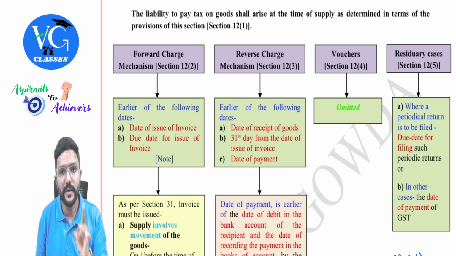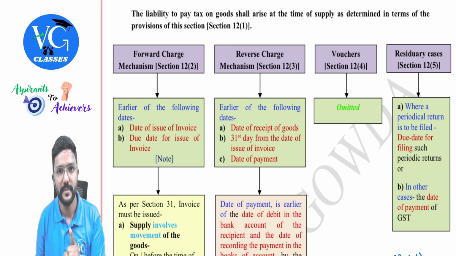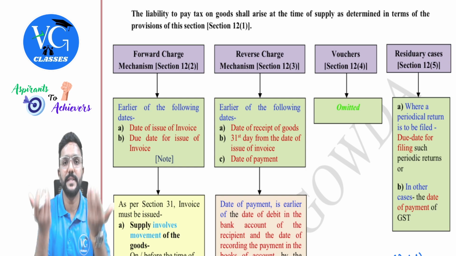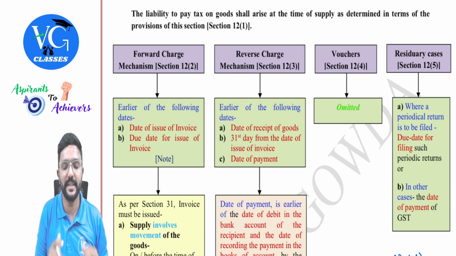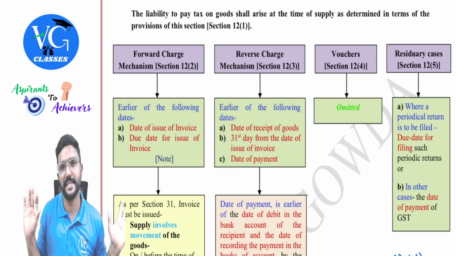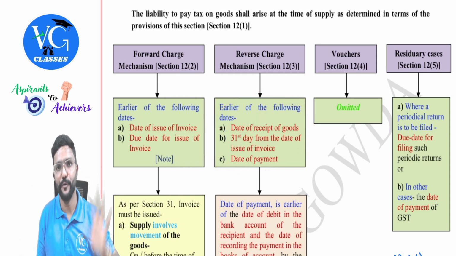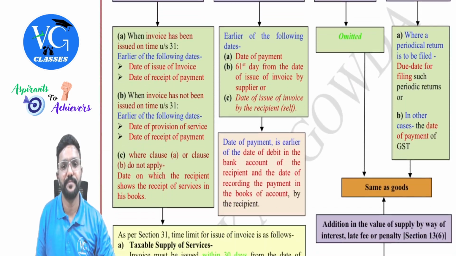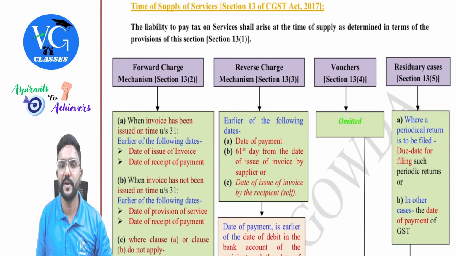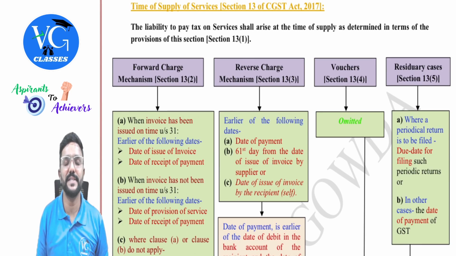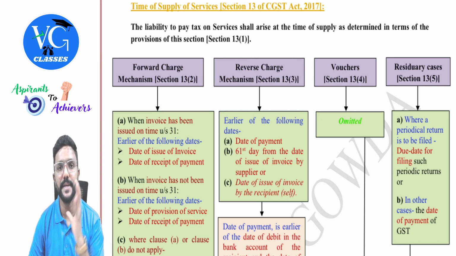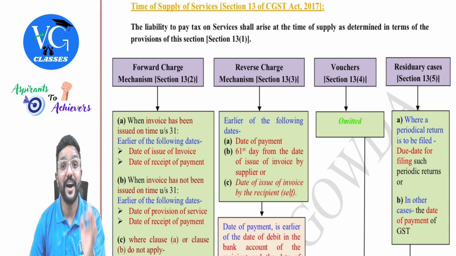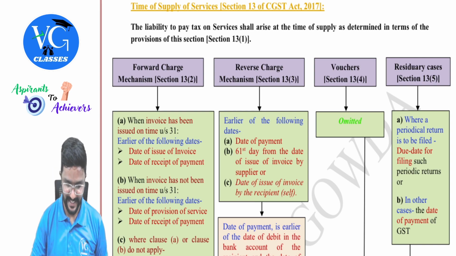So I repeat, even for goods which are taxable under RCM, if the supplier is not registered, should the recipient do self-invoicing? Yes, within 30 days of receiving goods. But have they connected that in the time of supply topic? No, they have not connected it. Whereas for services, they have connected. We need to see who is issuing the invoice, which depends on whether the supplier is registered or not. Accordingly, decide the time of supply for the recipient, for the services which are taxable under RCM, guys.